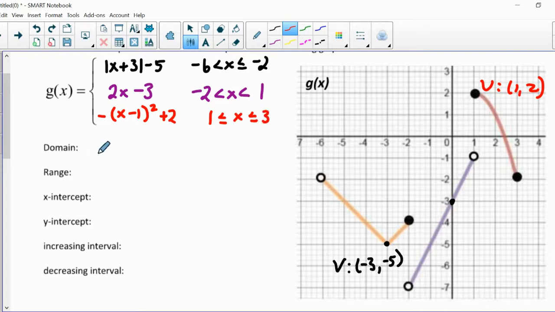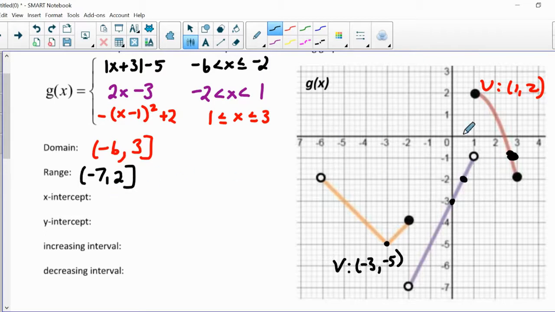So the domain of this function is -6, not inclusive, to 3 inclusive. The range of this function is from -7, not inclusive, all the way up to 2 inclusive, and there are no gaps in my range or my domain. So if I swept across with that line, I would see that I had no gaps. Even though there's a hole here, notice there is a y value that meets it at that criteria. Same thing, the hole here, there is a y value that works with it.